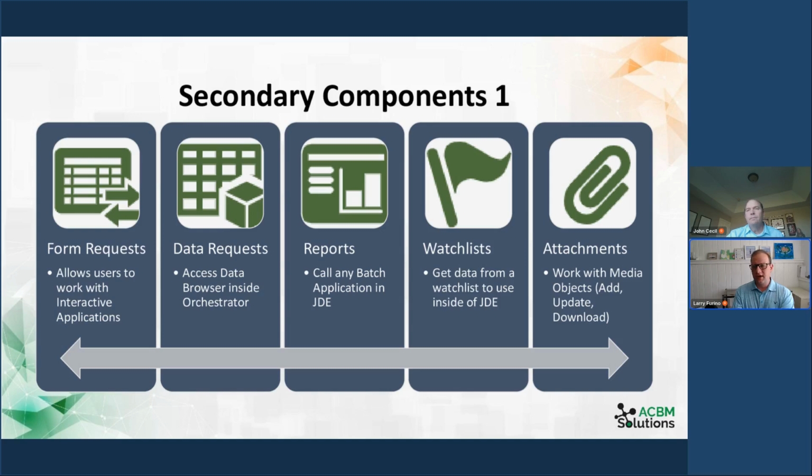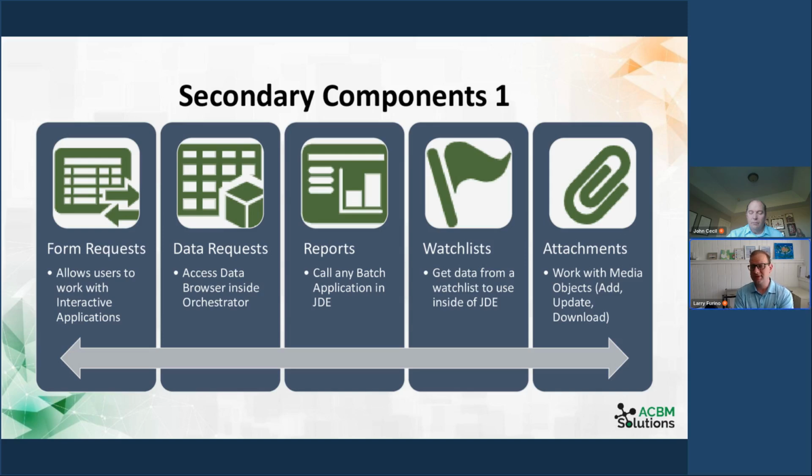We have reports. Reports allow you to call any batch application in JDE. So again, standard or custom. It allows you to pass in the data selection and the processing options and execute the UBE. We have watch list, which allows you to get data output from an existing watch list and then use it further on in your orchestration. This is one of those components that I haven't seen too heavily used. I do have some clients that are using it, but I would say throughout the whole gamut of components, this is probably used a bit less than a lot of the other ones.